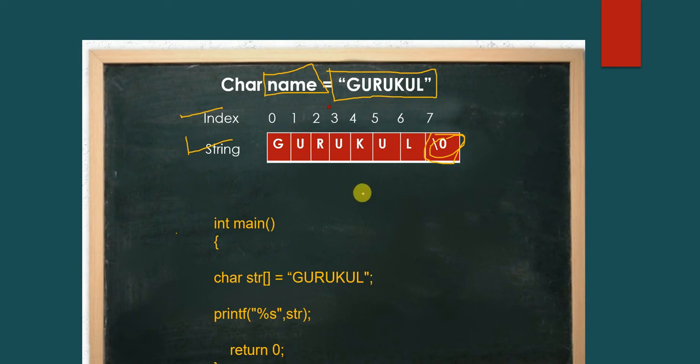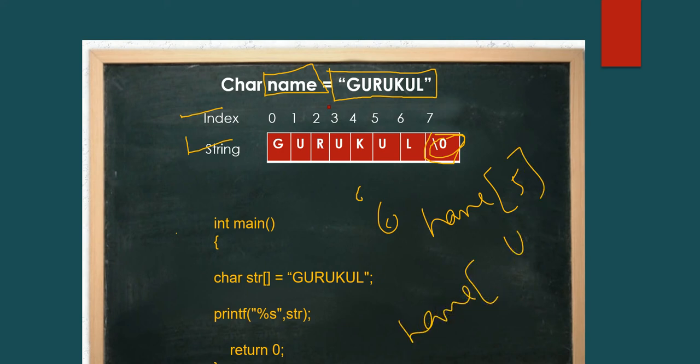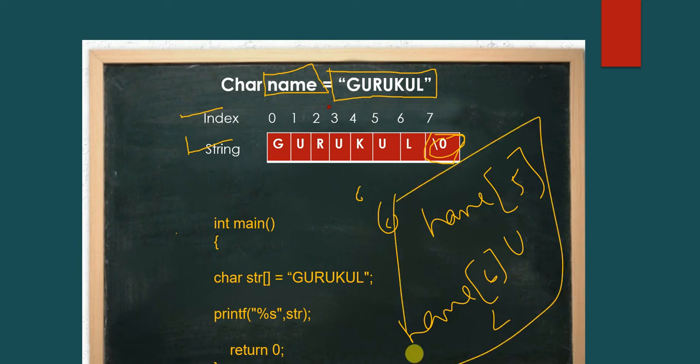If you want to access any character of the string, you can put name of 5, then what will be fetched? U will be fetched. If I write name of 6, then what will be fetched? L will be fetched. You can use the string name and its index to access the specific character. Remember this because it will be repeatedly used in the programs.